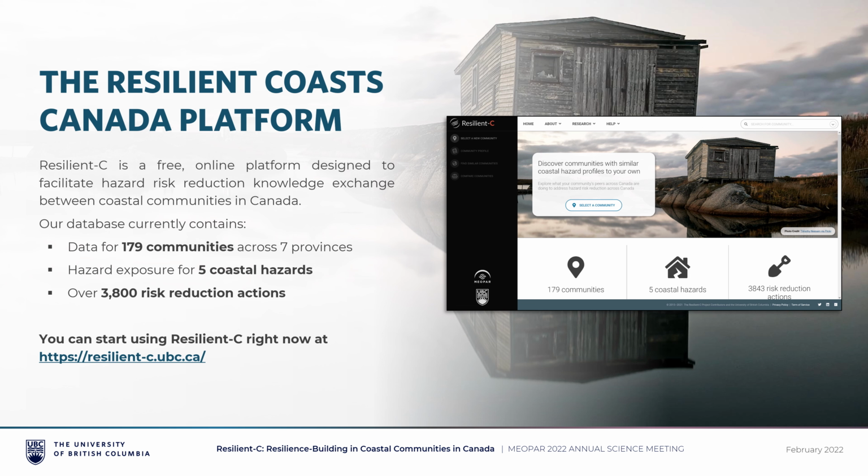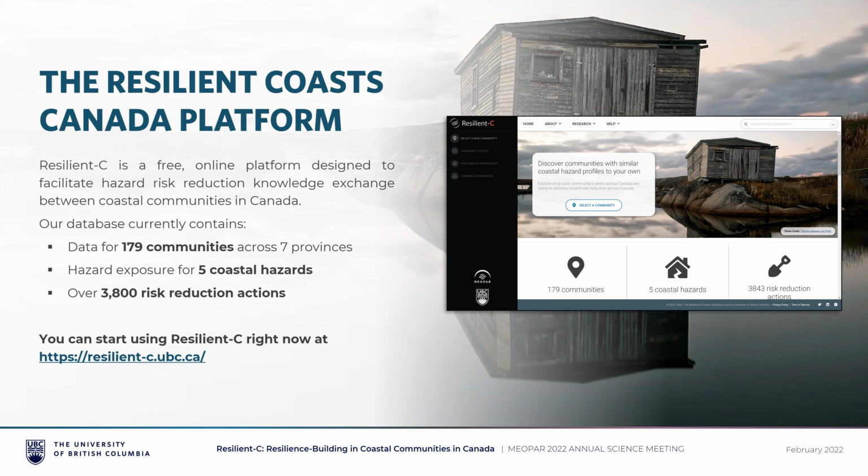Resiliency is a free online platform designed to facilitate hazard risk reduction knowledge exchange between coastal communities in Canada. The platform helps community representatives to identify peer communities from across the country that face similar hazard threats and community vulnerability profiles. From there, they can explore the actions that their peers have taken to address coastal hazard risk, get a sense of the state of practice around hazard risk reduction in Canada, and establish a foundation on which to build their own hazard resilience strategies.